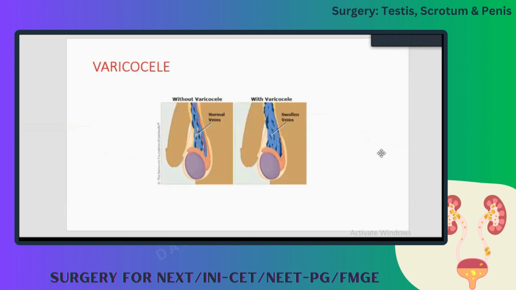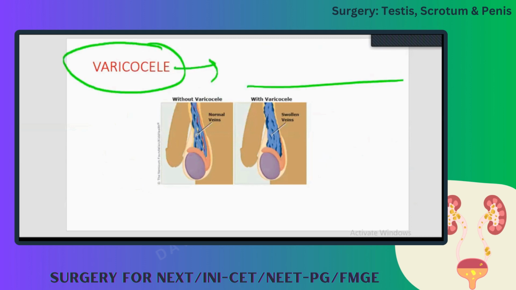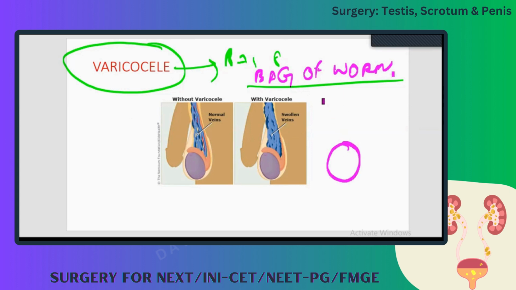So this is a varicocele. What is varicocele? Clinically, how is it felt? Bag of worms. Okay. See, these are the normal. Suppose this is the testis, an artery will be bringing the blood and a vein will be taking away the blood. These veins will get dilated. So this is known as varicocele.